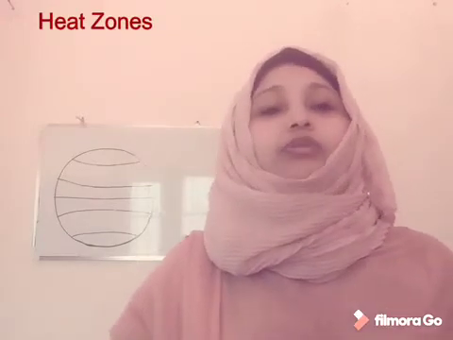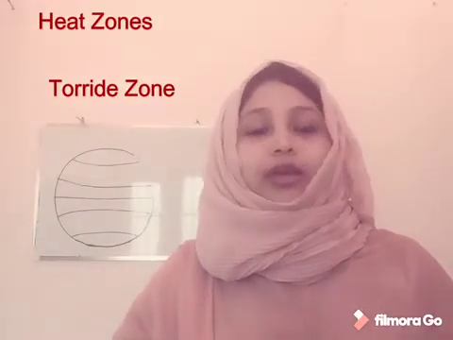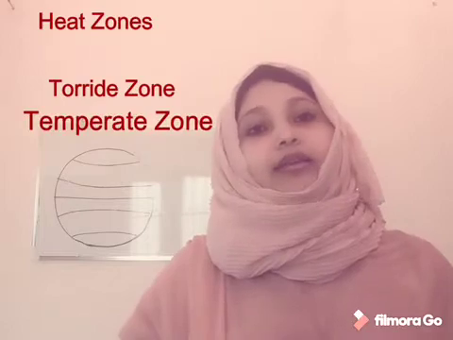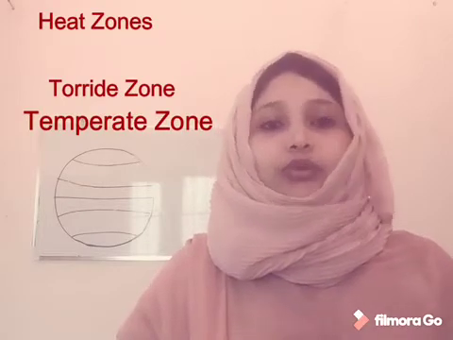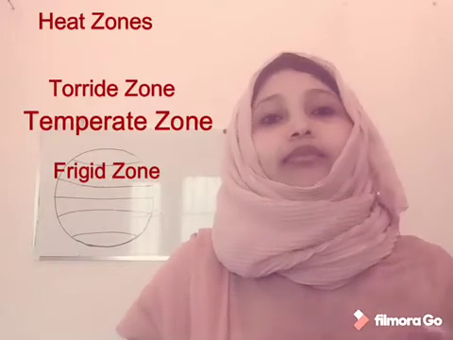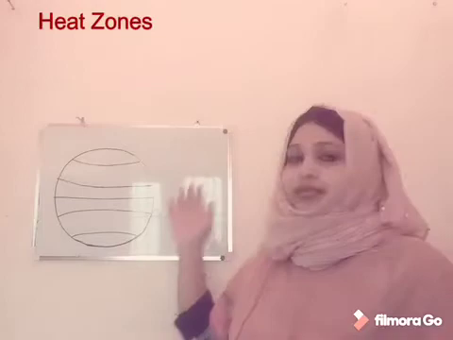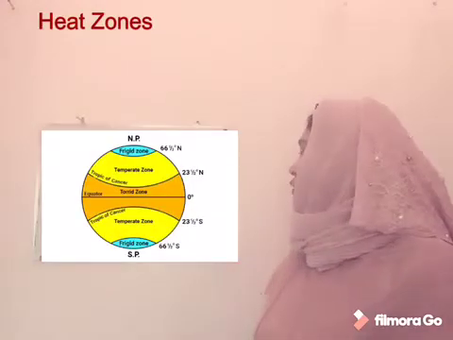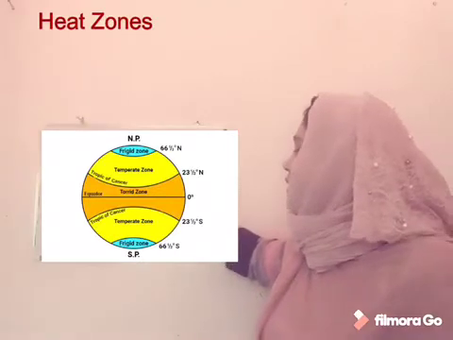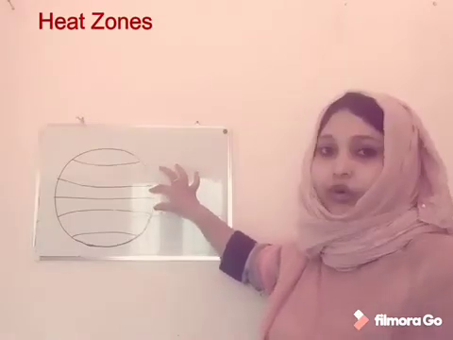Which are they? First one is the torrid zone, or the tropical zone. Second one is the temperate zone, and last one is the frigid zone. Torrid zone, temperate zone, and the frigid zone. Okay, let us check where this torrid zone lies. Torrid zone is near the equator, that means on both sides of the equator.